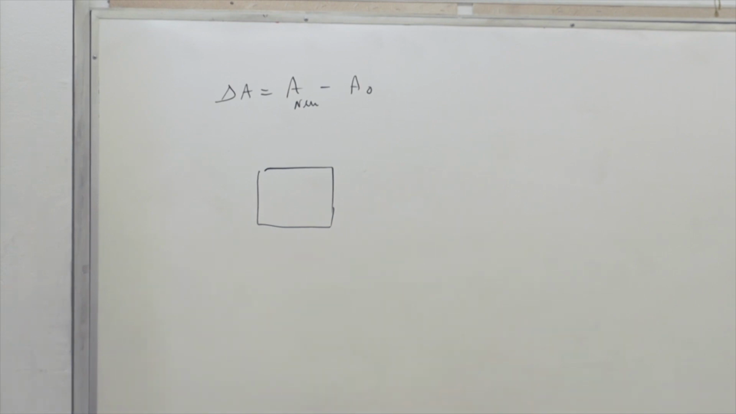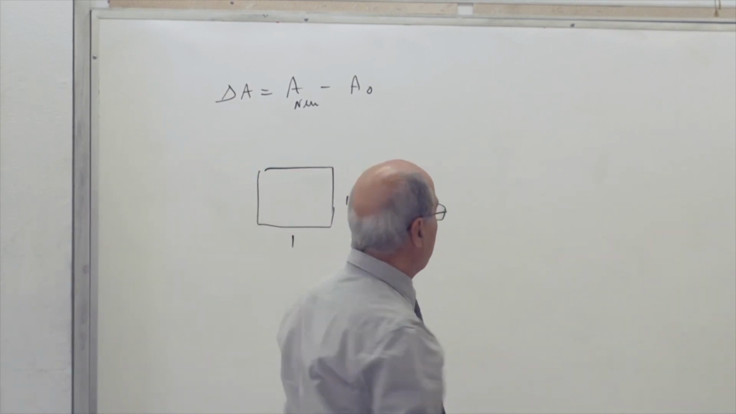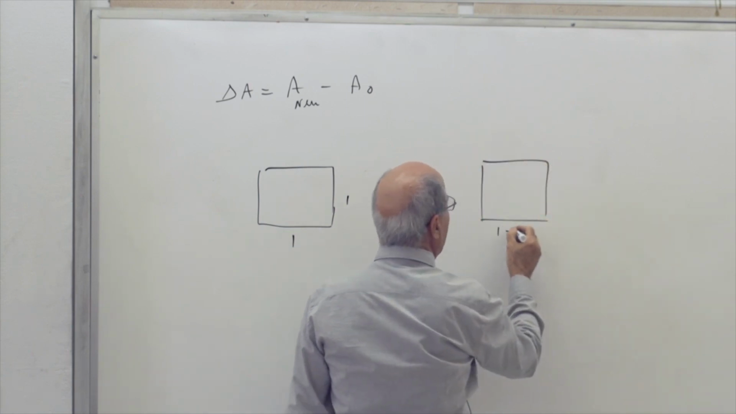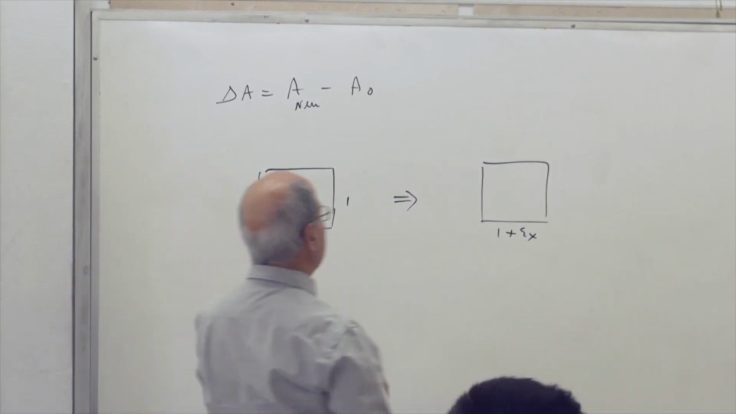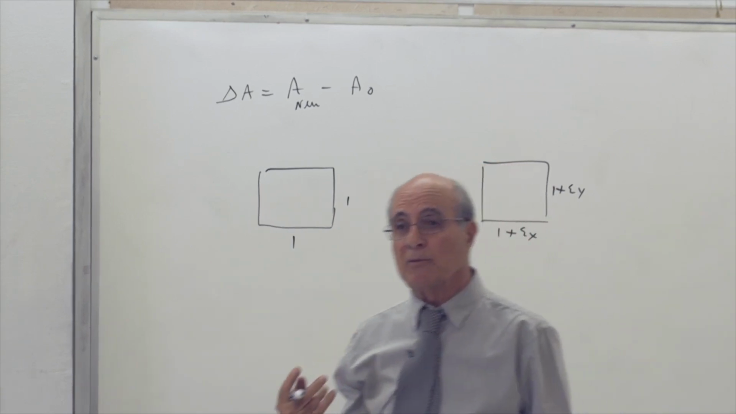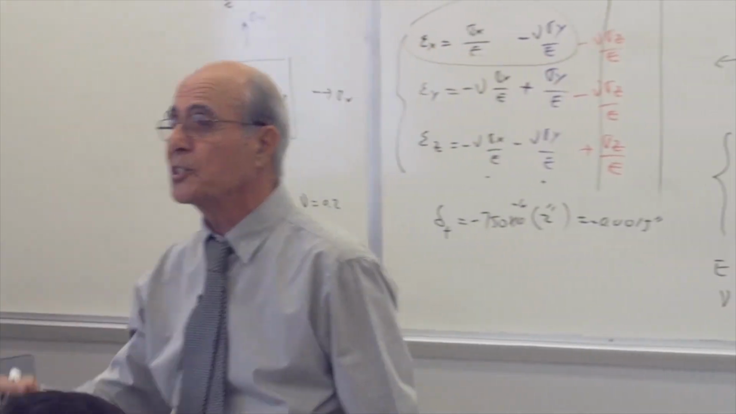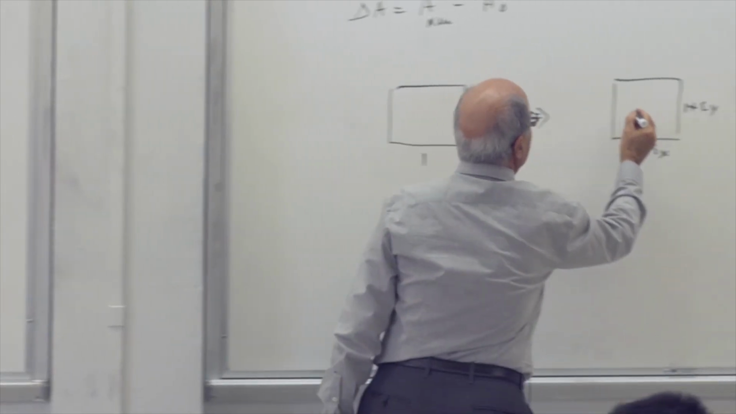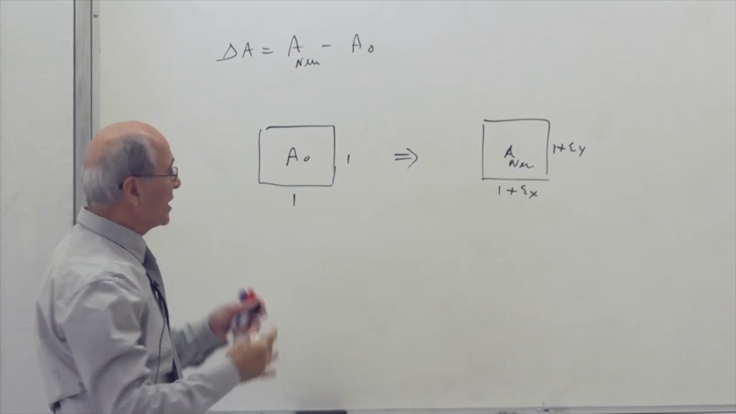So if I use a 1-by-1 unit at the beginning, before the loading, after the loading that becomes a little bit larger. Now, how much larger? One becomes 1 plus epsilon x, and the other one becomes 1 plus epsilon y, because epsilon x and epsilon y are the amount of change per one unit. This is the new area, and this is the original area. Yes or no? Correct. Now I can subtract this from that.